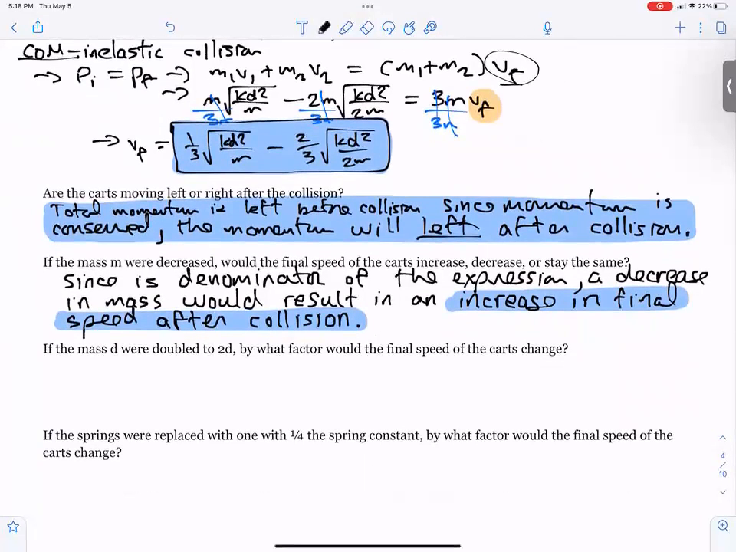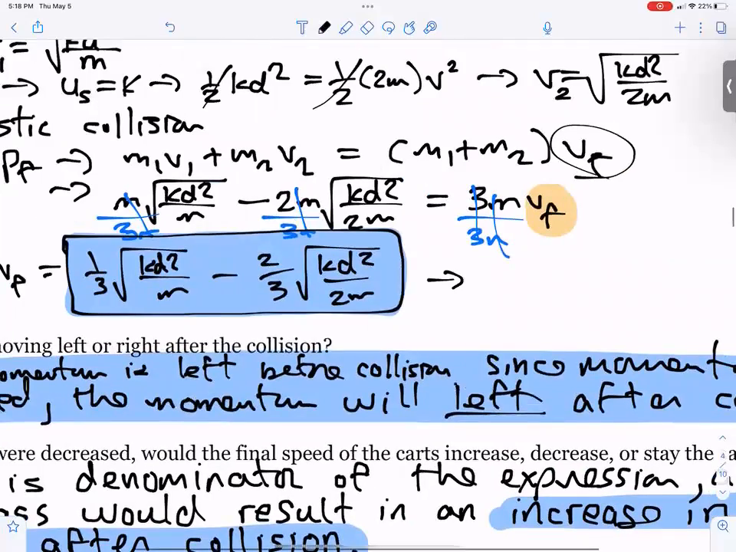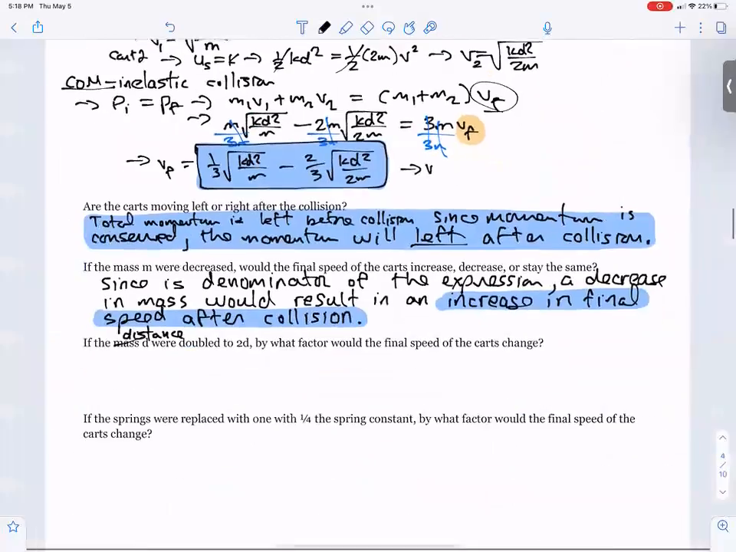No, this is a typo here. If mass d were doubled to 2d, no, it's distance. Distance, little typo there. If distance d were doubled, by what factor would the carts change? We'll look at the expressions here. You could pull out a distance for each one. Remember, you could rewrite this expression, in fact, I'll rewrite it down here.